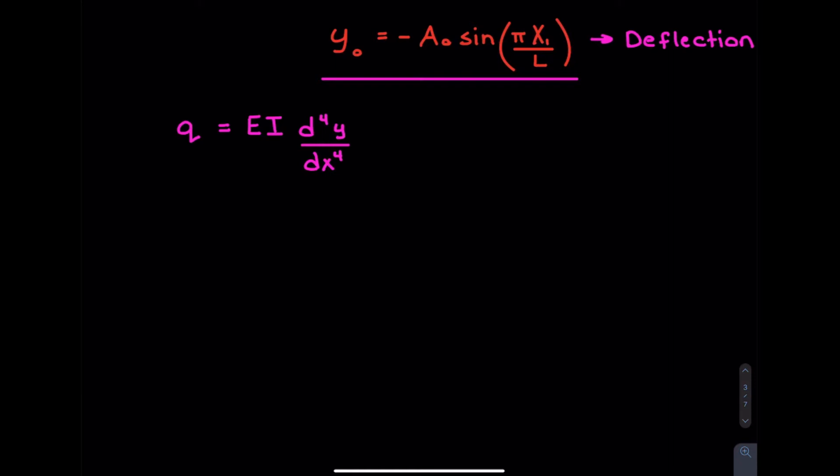Because if we look at this EI, well, we're keeping it in terms of EI, so I can just leave that alone. So my really unknown in this equation is going to be this right here, that fourth derivative. So we're going to come down and say, all right, time to get to work.